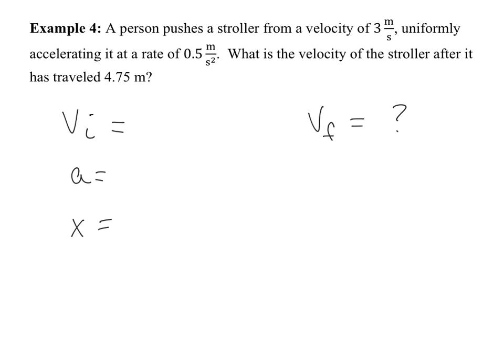Take a look up. Which makes sense because it's their time. So it looks to me like you have three things that were given in this problem, and you're looking for one thing. A person pushes a stroller from a velocity of 3, uniformly accelerating it. What is the velocity of it after it's traveled 4.75 meters? So give me what we've got here. What's Vi? Ernest? 3 meters per second. Yep. Again, from a velocity of 3, meaning starting at 3 meters per second.